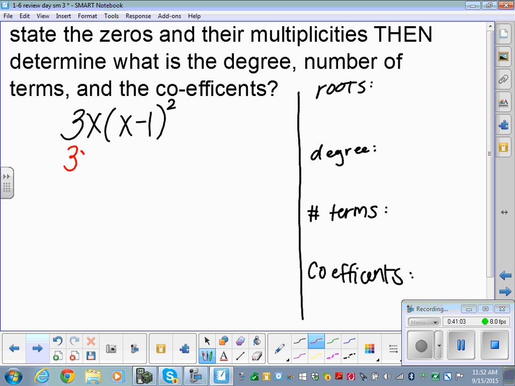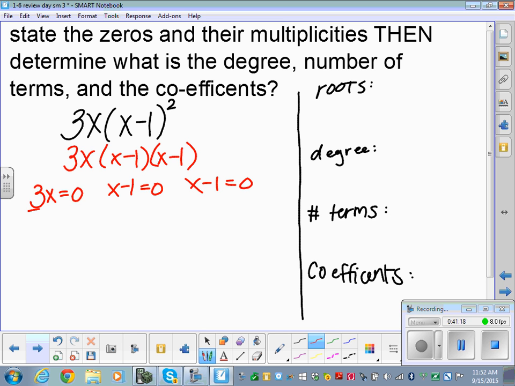Notice what we have here is 3x times x minus 1 squared, which means x minus 1 times x minus 1. Now you'll set your individual factors equal to 0. 3x is equal to 0, and x minus 1 is equal to 0, and x minus 1 is equal to 0. Solve for x in each case. Divide both sides by 3. 0 divided by 3 is okay, because 0 is not in the denominator of the fraction. 0 divided by 3 is 0. Add 1 to both sides, so x is equal to 1. Add 1, so x is equal to 1.